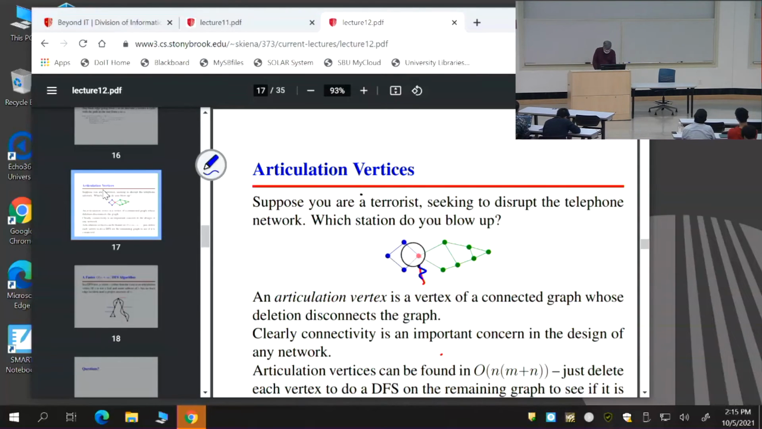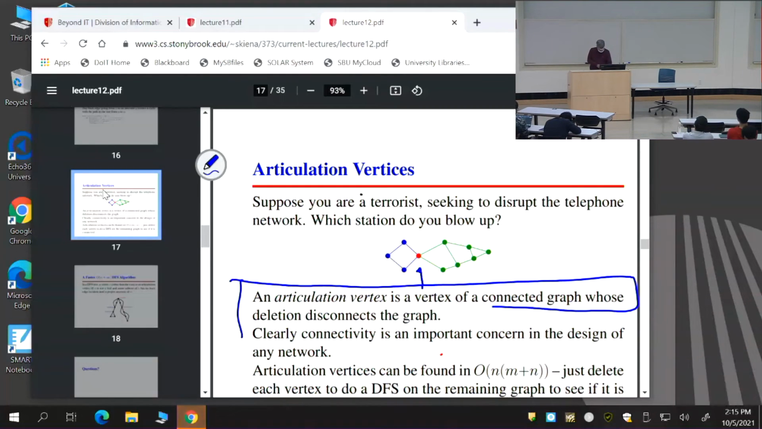If you are a terrorist and you want to blow up something on the road network on Long Island, do you take out one end of the Triborough Bridge, or do you take out exit 50 on the Long Island Expressway? By taking out the bridge, you disconnect Long Island from civilization. Is that correct? And that is what an articulation vertex is. An articulation vertex is a vertex of a connected graph whose deletion disconnects the graph. It's the weakest point in a graph, the weakest point in a network.